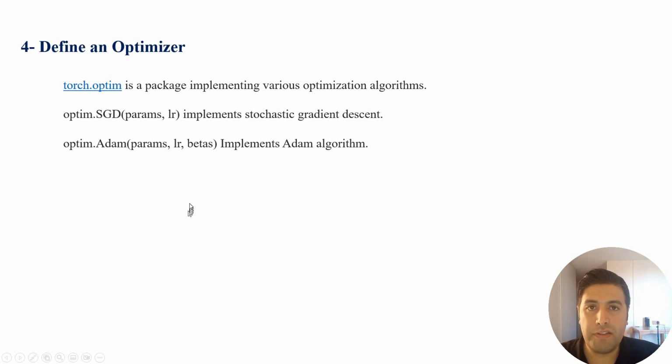So these are the different classes that you can initiate, construct an object from them, and use them. And then in the fourth step, you must define an optimizer. In order to use an optimizer, you have a module which is optim. From torch.optim, you have a package implementing various optimization algorithms.